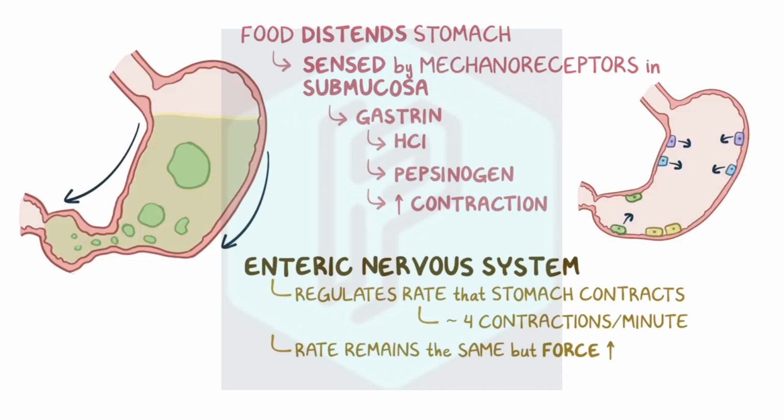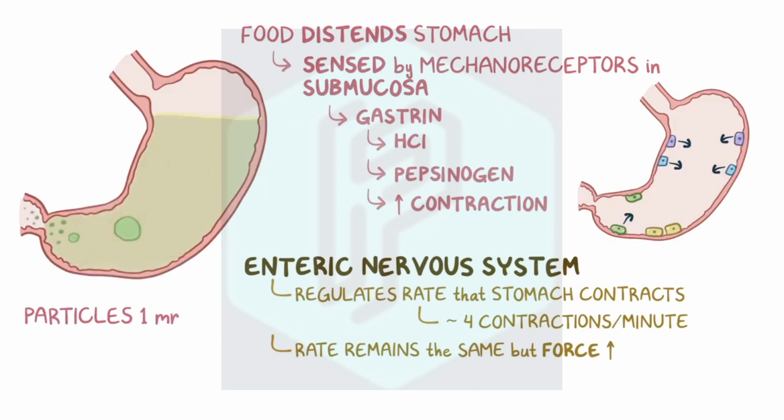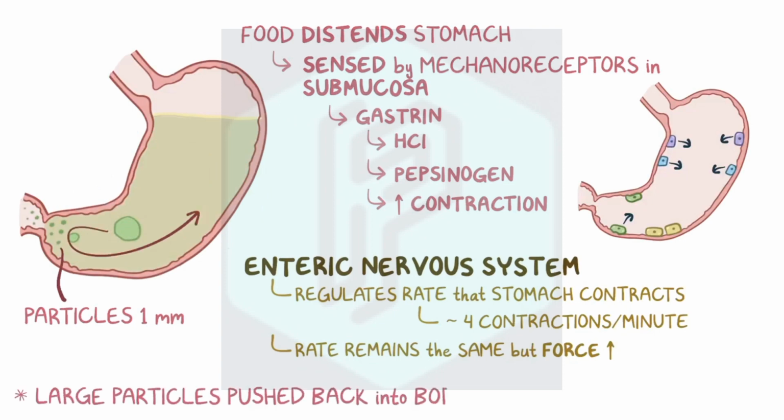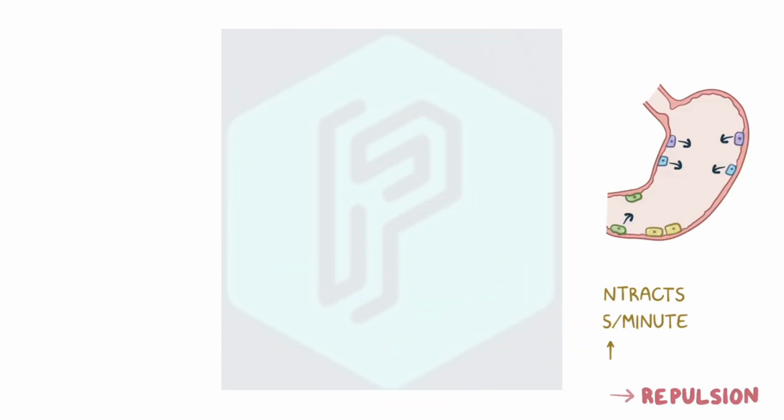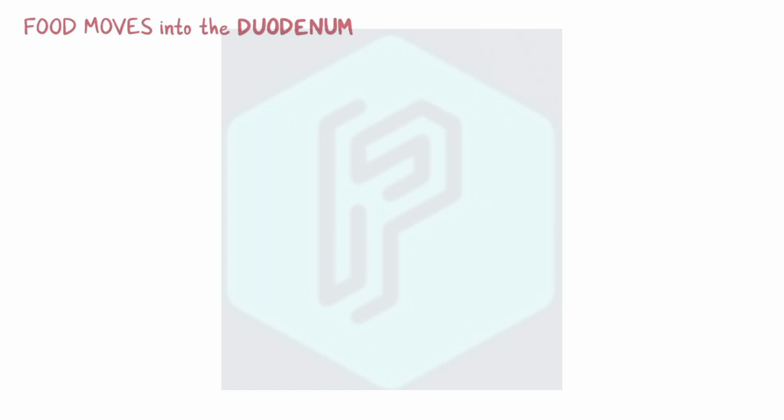These contractions break apart food into particles that are about 1 millimeter in size so that they can pass through the pyloric sphincter. Any larger particles get pushed back into the body of the stomach, a process called repulsion, so that they can be further broken down. Once the food has been broken down, it moves into the duodenum.